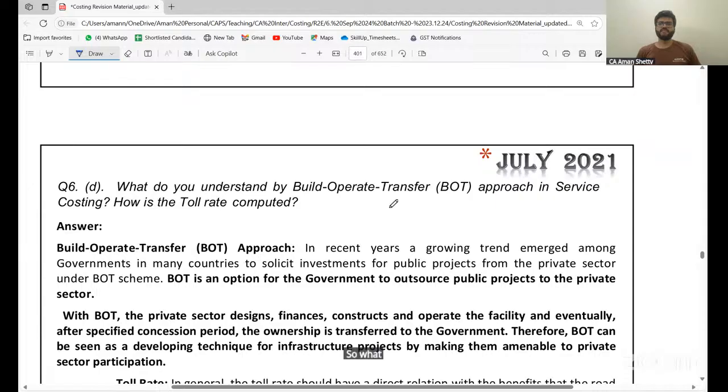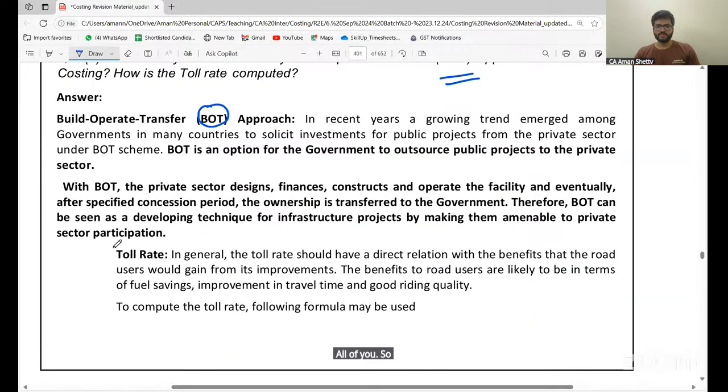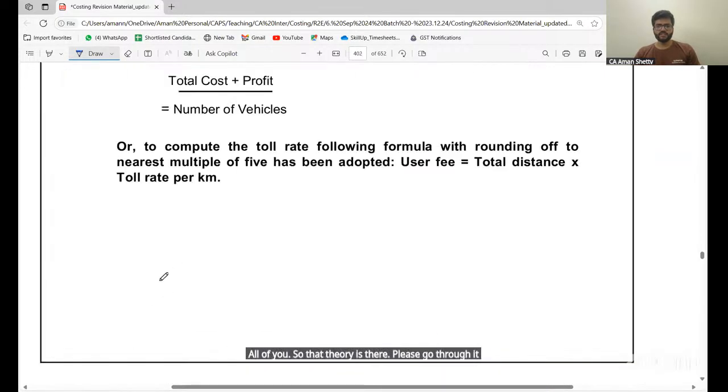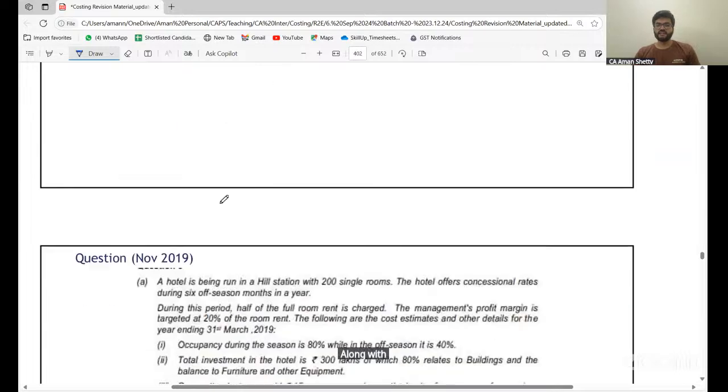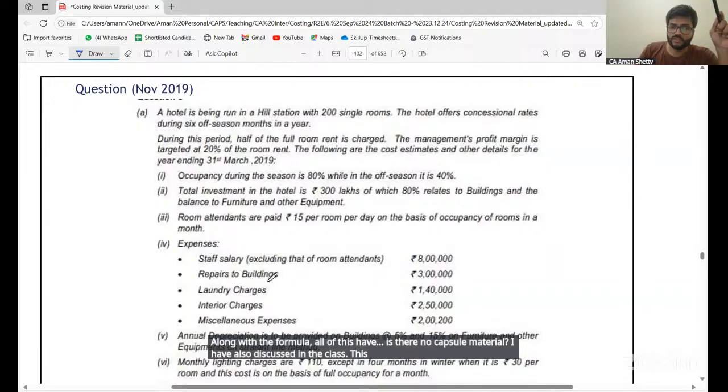So what do you understand by build, operate, transfer? First you build it, then operate, and then transfer it to the government. Then PDA, all of you. That theory is there. Please go through it, toll rate and all, along with the formula. All of this is there in the CAPS material. I have also discussed it in the class. Please go through this examination question also.